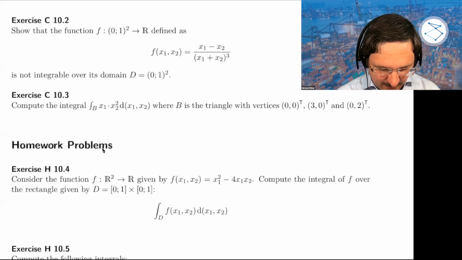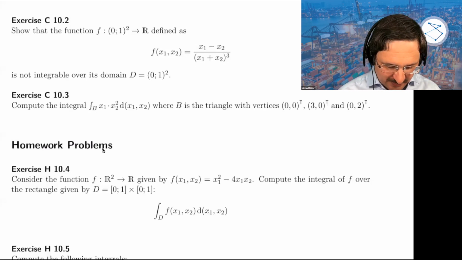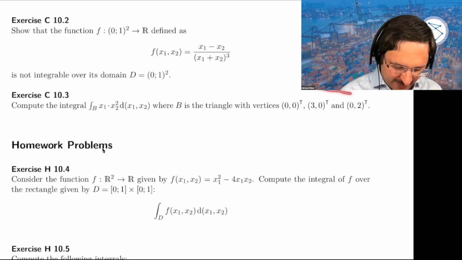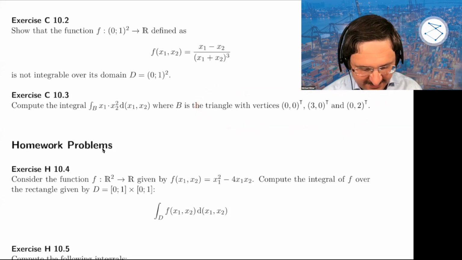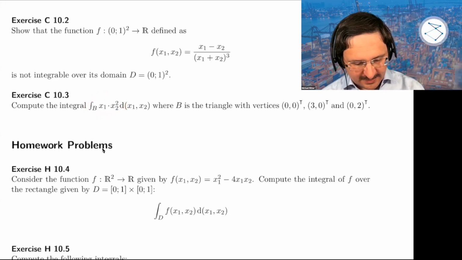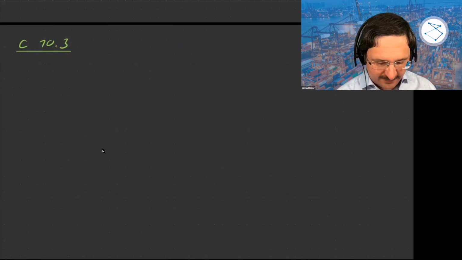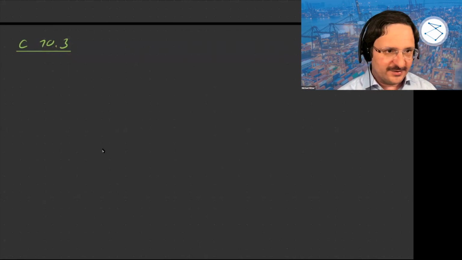10.3. So here we have an integral over a non-box. First problem, we don't have a box. We have a triangle with given vertices, and we want to integrate that function here. So that triangle with what we call a normal domain. Let's first make a quick sketch to see what that does.